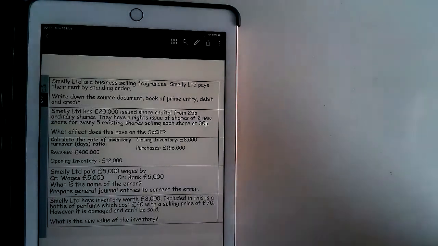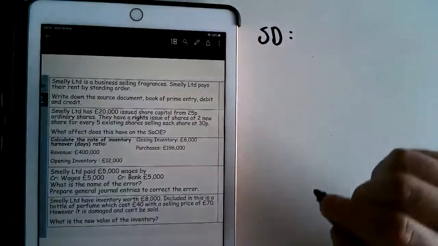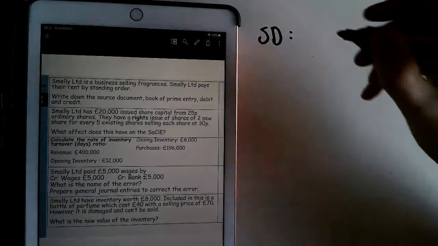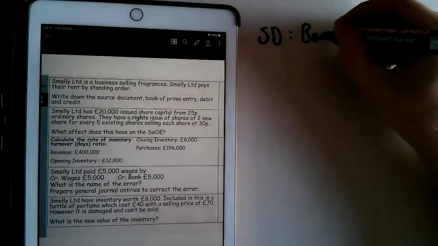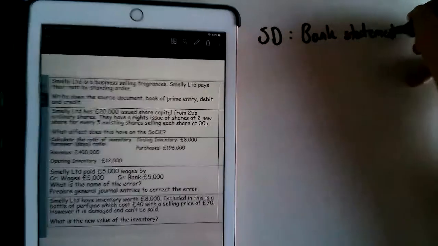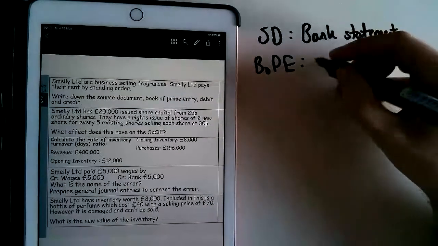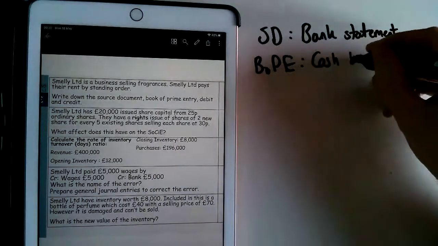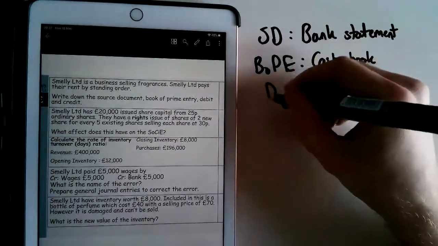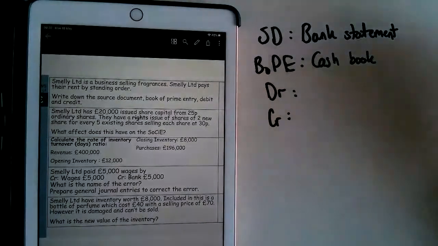So you have the source document. Well, hopefully standing order makes you think of a bank statement. Book of prime entry, or anything to do with the bank or cash, must be the cash book. And our two accounts, well, one must be rent and one must be bank.